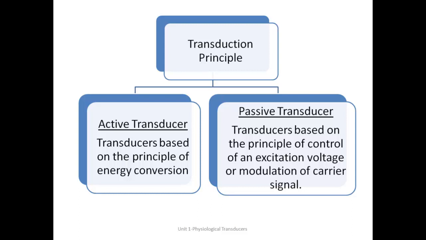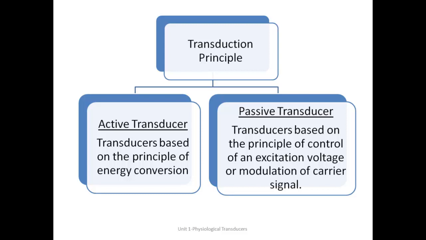Whereas a passive transducer is based on the principle of control of the excitation voltage or the modulation of a carrier signal. That means there is a device which already has some voltage or current present in it, which we are supplying, maybe through a battery, and whatever physical quantity is changing is not creating an electrical quantity but only creating a variation in the existing electrical quantity. For example, if the physical change is changing the resistance of the circuit, then when the resistance changes, the voltage actually changes. It does not create the voltage, but it creates a fluctuation in the existing voltage, right? So that is a passive transducer.